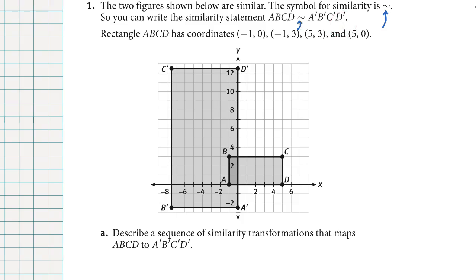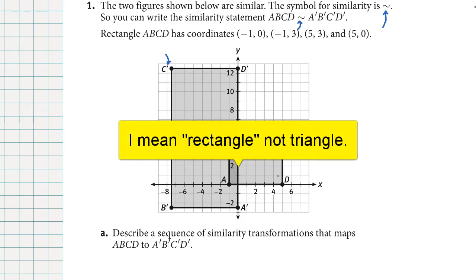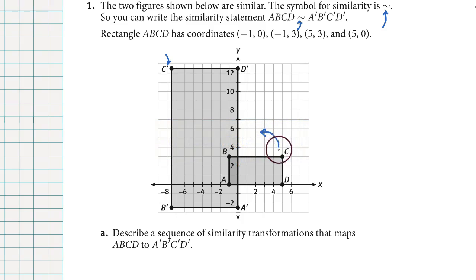Now in this drawing we have rectangle ABCD shown, and we have rectangle A prime, B prime, C prime, and D prime shown. Notice that the quadrilateral with the prime symbols in the corners is the larger figure. The original figure is the smaller one. Now question A, describe a sequence of transformations that would map the small triangle onto the large triangle. It looks like we need to rotate it 90 degrees counterclockwise to flip it up on end, and then if we multiply by an appropriate scale factor, we can get it to the correct size.